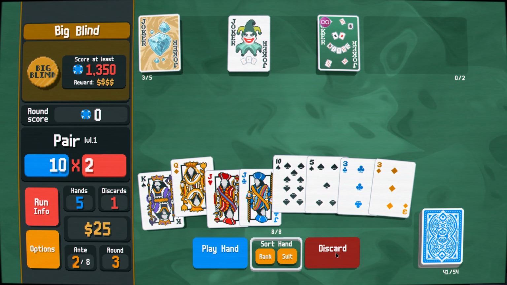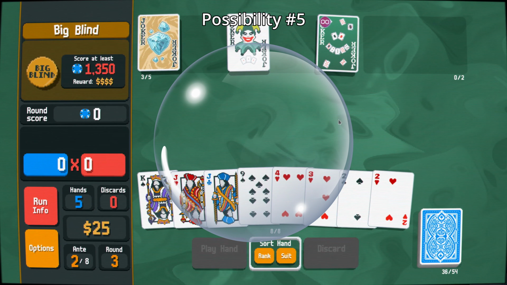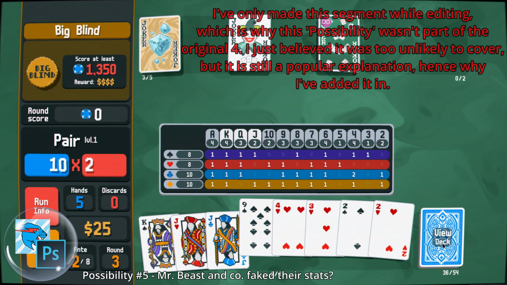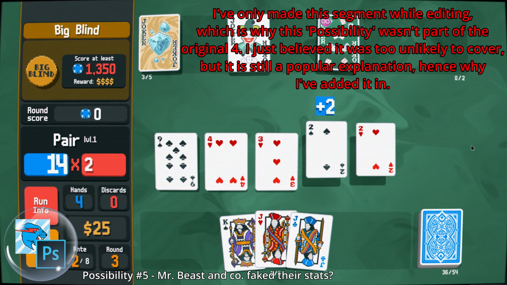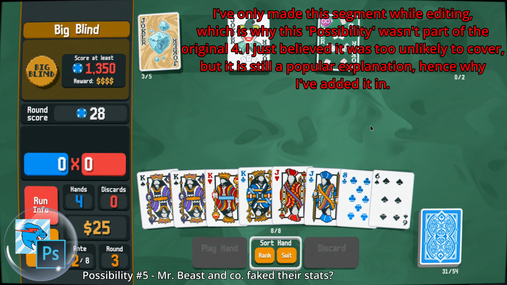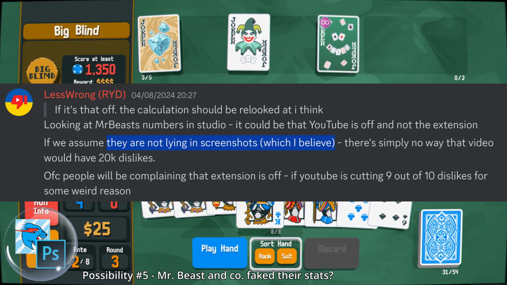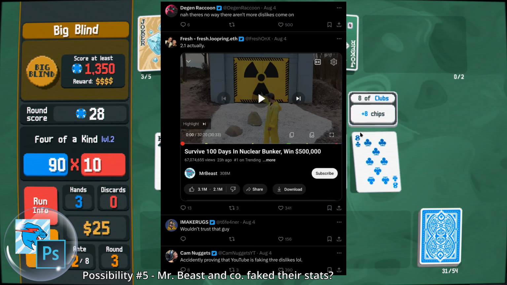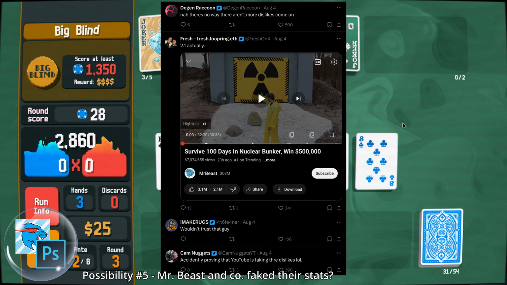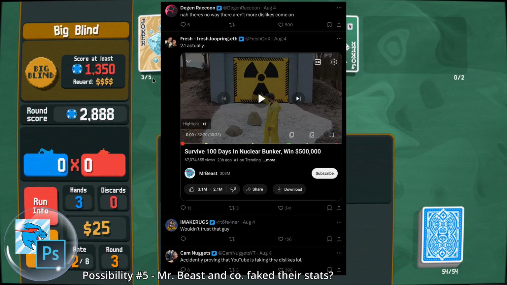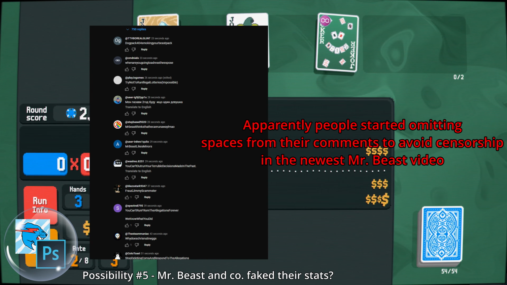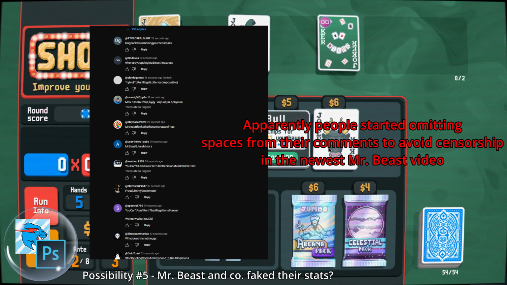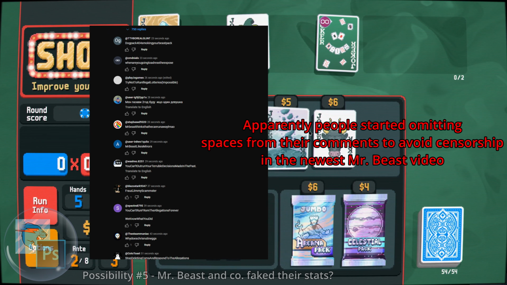There's also a potential 5th explanation, which is that MrBeast's YouTube Studio stats are faked, like the videos and screenshots they've provided are just faked. I don't think that's very likely, but even the creator of the extension doesn't believe any of these screenshots or videos are faked here. Despite that, this is still a popular possibility which many people cling onto. The belief in this possibility is stronger because of massive accusations that MrBeast and his crew are hiding comments that are negative on his most recent video.